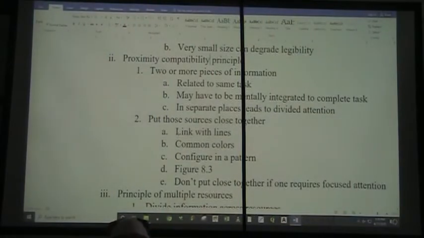Or we can link them with lines on our display. We can have common colors so that we can immediately see, oh wait, all the blue stuff is doing something strange. I better put all that information together. Put it into a pattern.